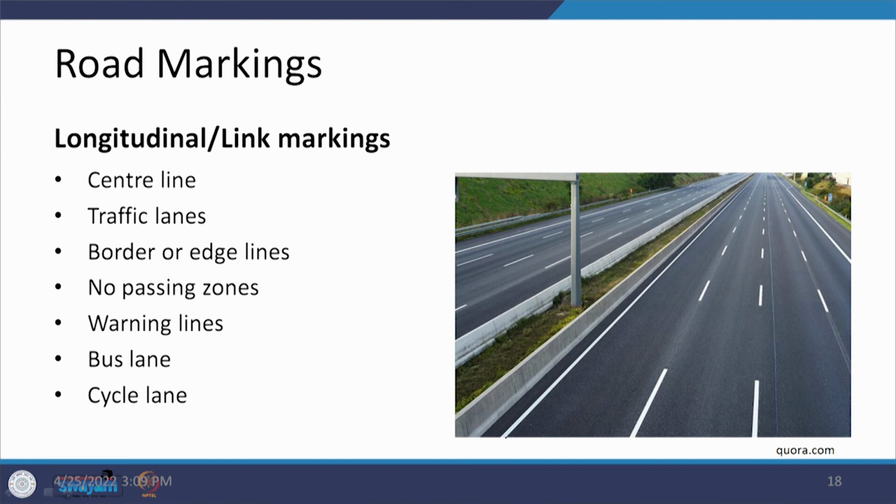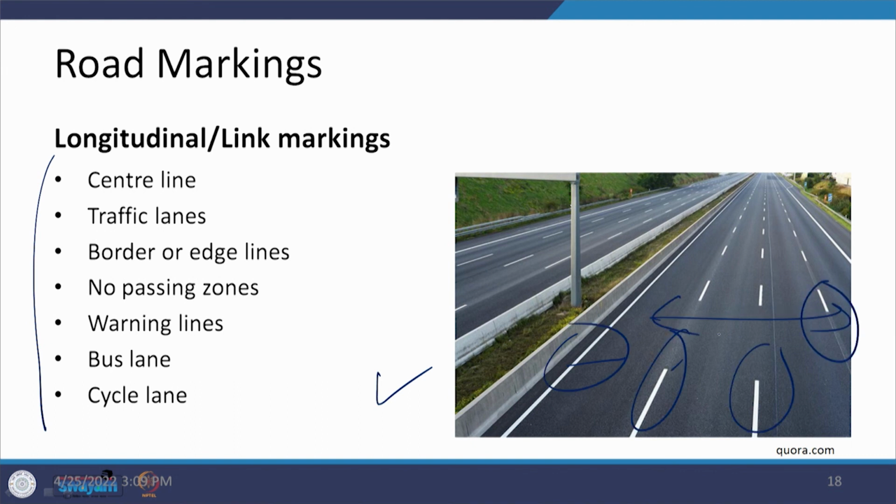In the case of longitudinal markings, there again are a number of things. As you can see in this photograph, you have a marking at this point, then another marking which is dividing the total width of the carriageway into different parts. Then there is another marking towards the side. So, we have center lines, traffic lanes, border lines, and then there are possibilities with respect to certain controls or with respect to specific vehicles. We are going to look at that.